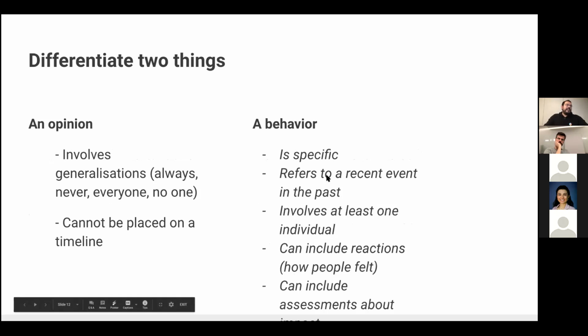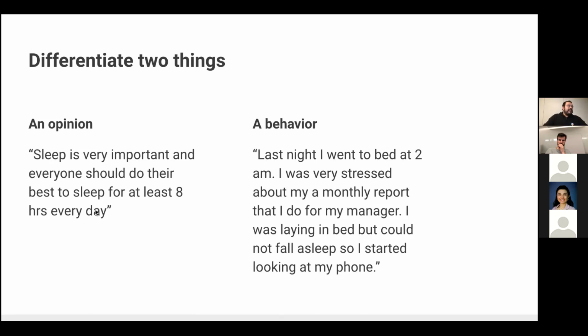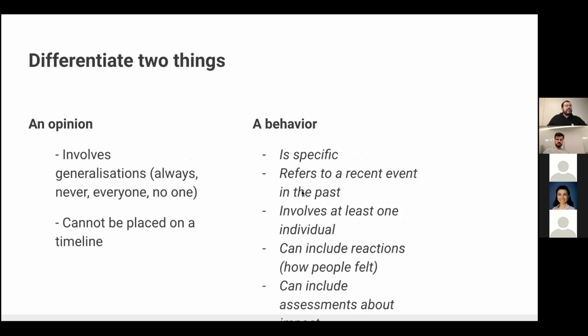But a behavior is specific. It refers to a recent event in the past. Actually, a good piece of information refers to a recent event in the past, but sometimes people refer to things that happened a long time ago. That might be a behavior as well, but we'll talk about that in a little bit. It involves at least one individual, which means there's somebody doing something in the story, which is a very clear difference between these two. Here, there's no one in particular that this person is talking about, whereas in this one, the person is talking about himself. So that's another big tell.